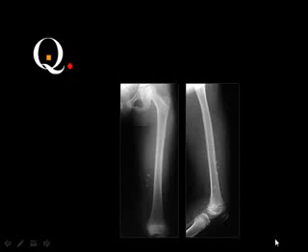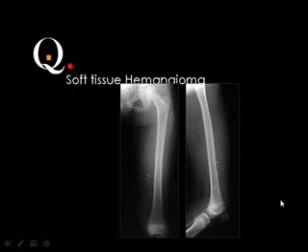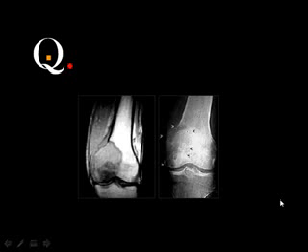Okay, very good. Hemangiomas, soft tissue hemangiomas with phleboliths scattered in the arm. They are scattered in the thigh. The femur is okay. There is no abnormality in the femur. This is the soft tissue hemangioma. Okay.